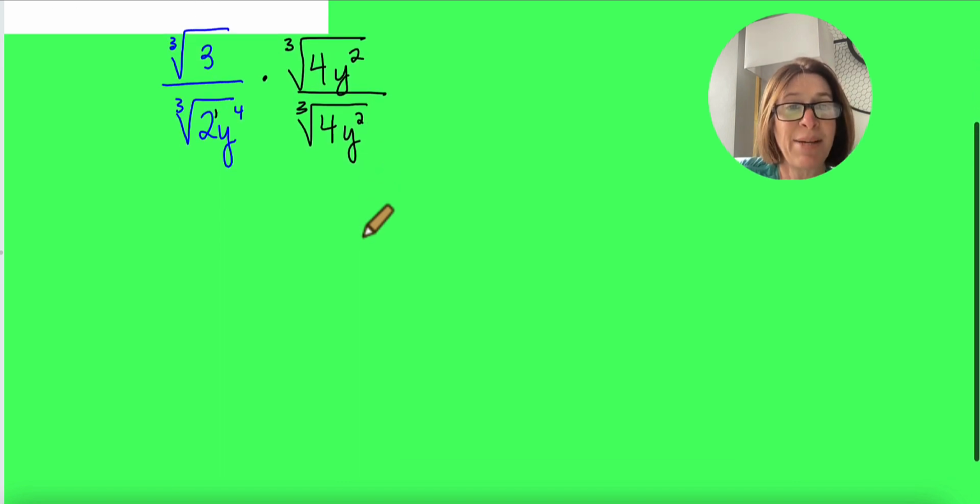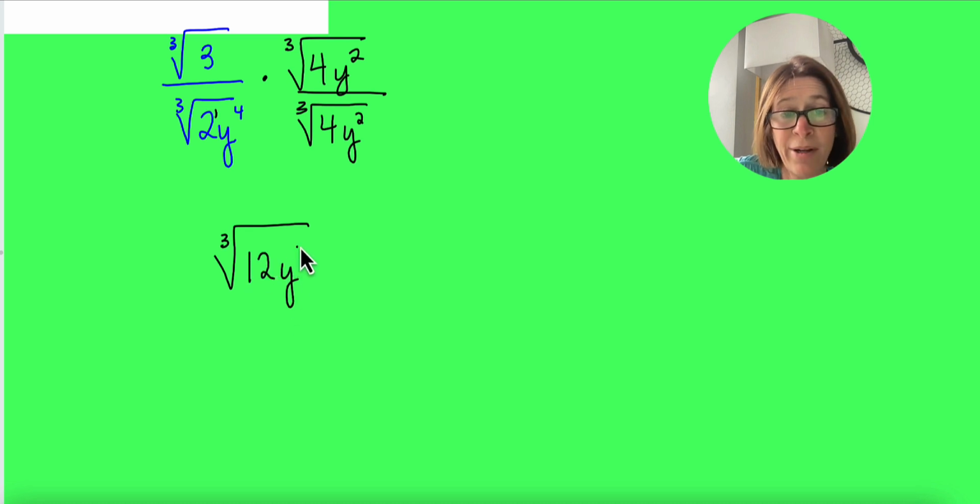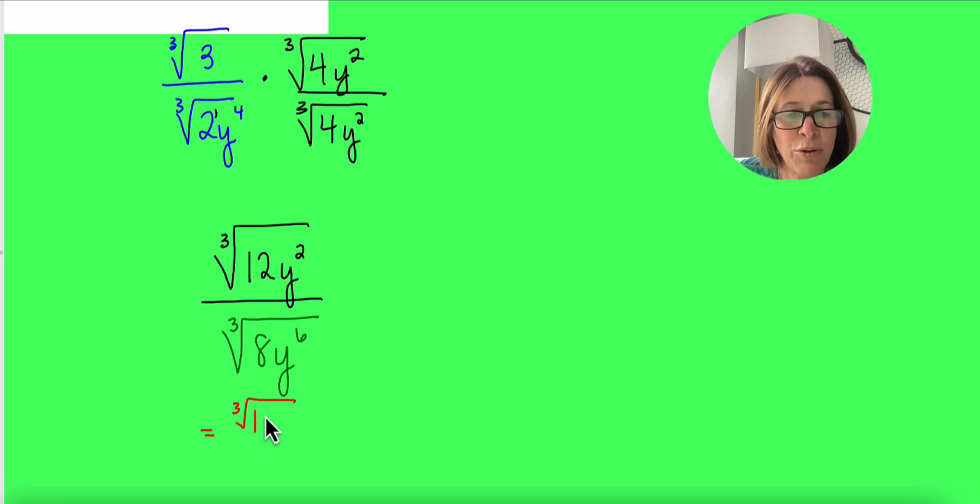Okay, so now let's see what happens. I multiply across and I get the cubed root of 12y squared. I cannot simplify that because 12 and y squared are not perfect cubes. In the bottom, I'm going to get the cubed root of 8y to the 6th, which is going to evaluate to a real number. So my final answer is the cubed root of 12y squared all over 2y squared.